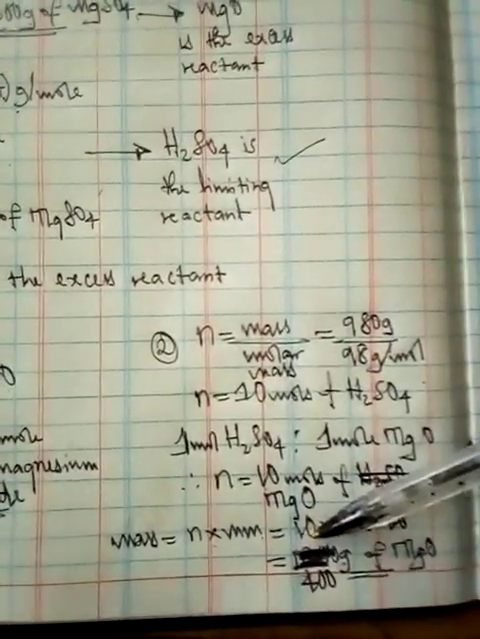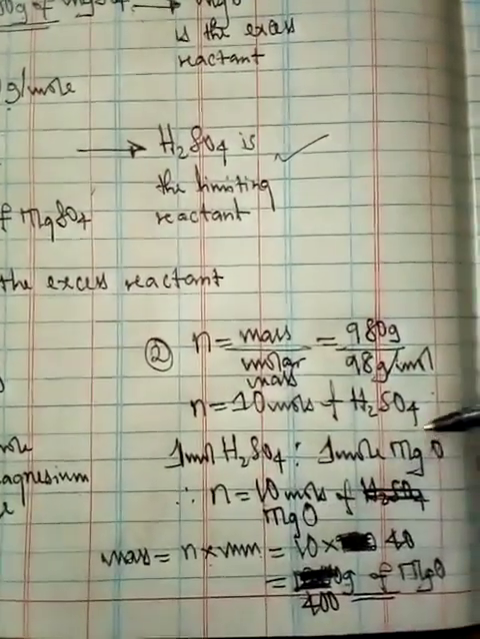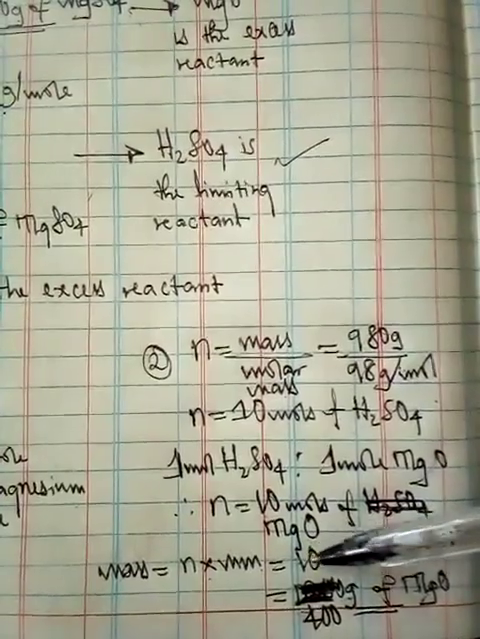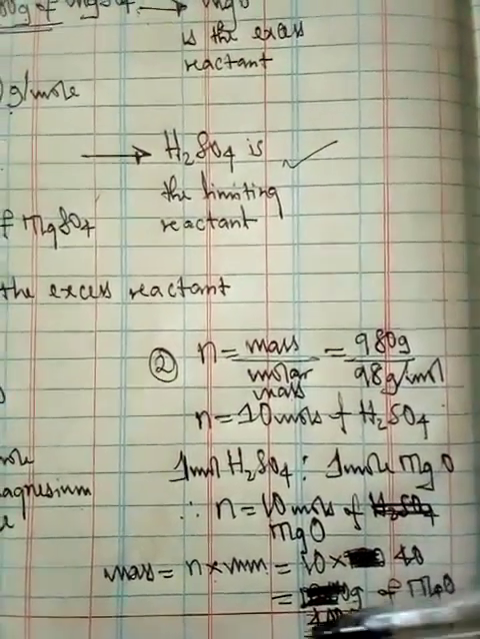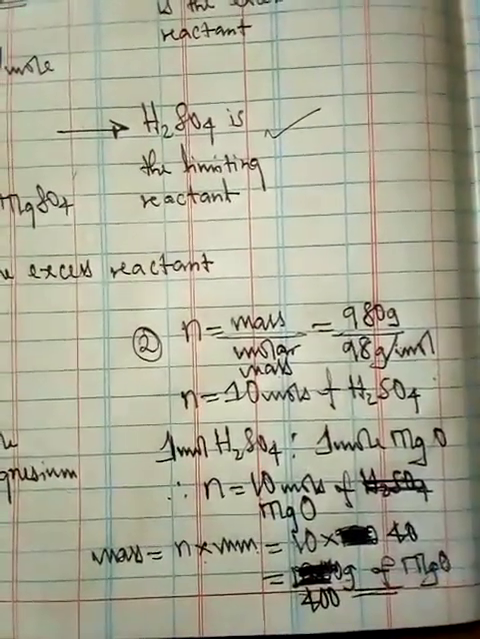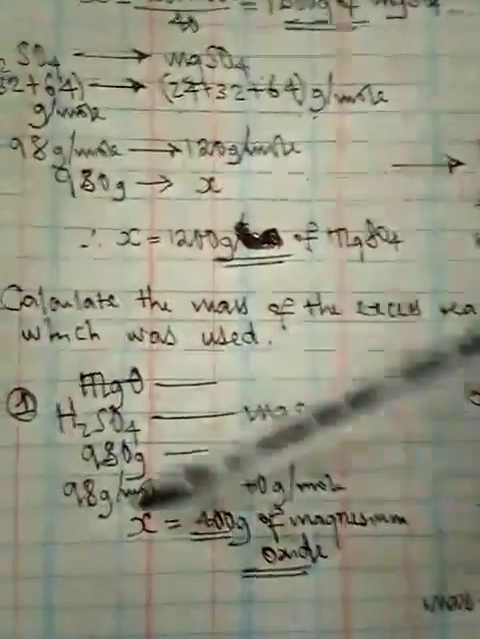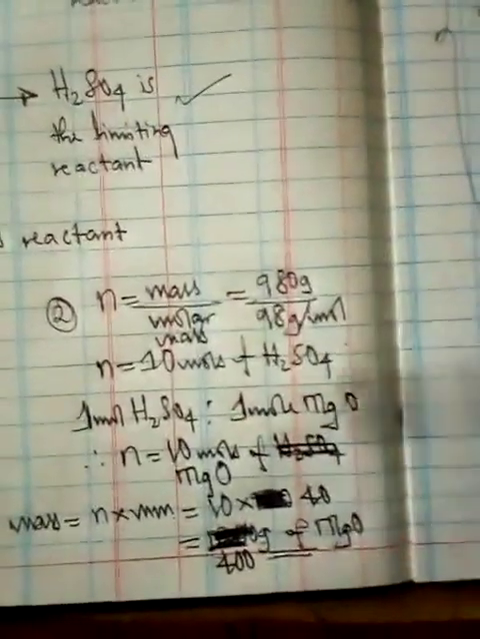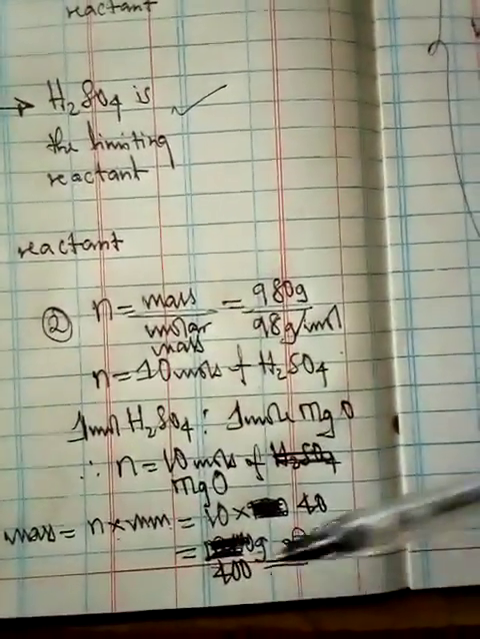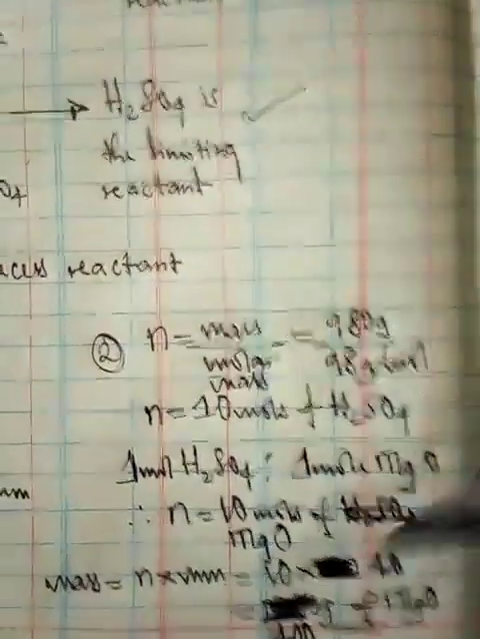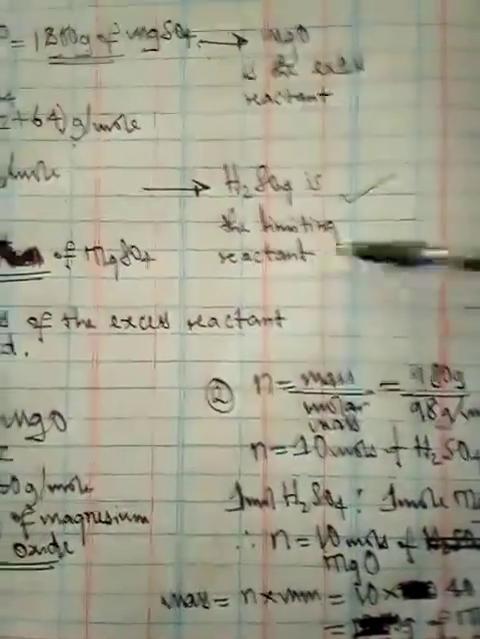That's the 10 there. The molar mass for magnesium oxide is 40. So this is going to be 10 times 40, which is still going to give us 400 grams of magnesium oxide. So this is the mass way. We're having 400 grams. This is the mole way. We're still having 400 grams. So you can choose a method that is easier for you. So that's how you can find the mass of the excess reactant.